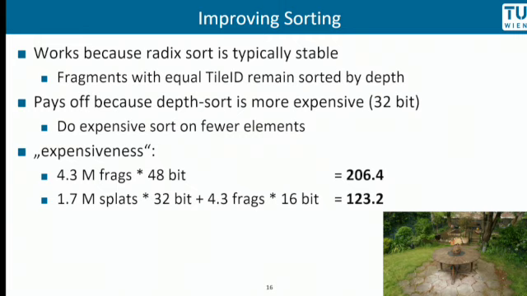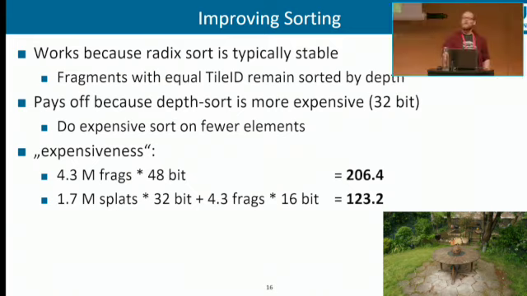So we can compute some rudimentary expensiveness value here. With the original 3D.js pipeline, we have these 4.3 million fragments for the garden scene here. Multiply that by 48 bits, that's how large our key is, and we end up with an expensiveness of about 206. And with this two-pass approach, we have 1.7 million visible splats that we sort by the depth value, so with the 32-bit key, plus the 4.3 million fragments that we sort by the tile ID. So with an expensiveness of 123, quite a bit lower than the original one here.